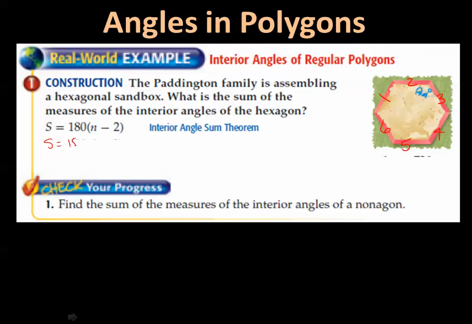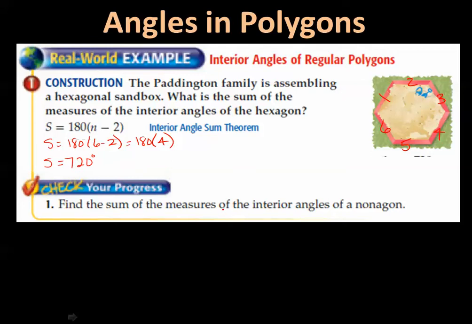So we're going to plug in 6 for n, which equals 180 multiplied by 4. I'm going to use that handy dandy calculator. That gives me 720. That's the sum of the interior angles.